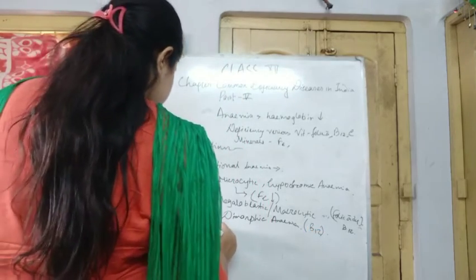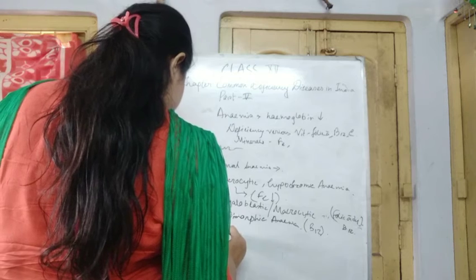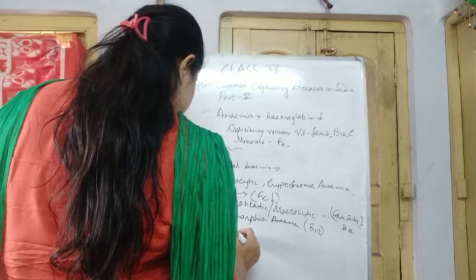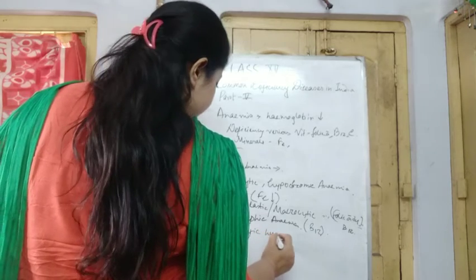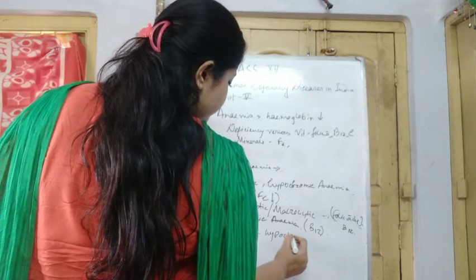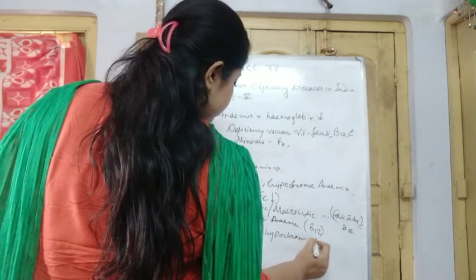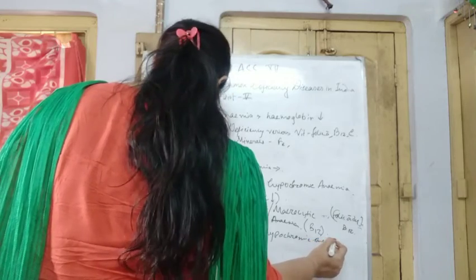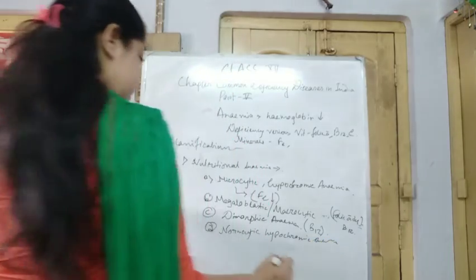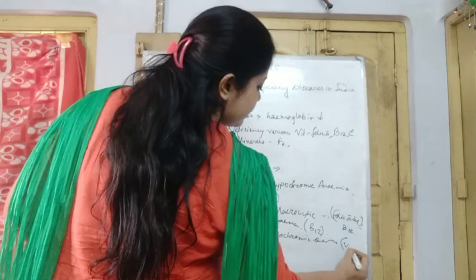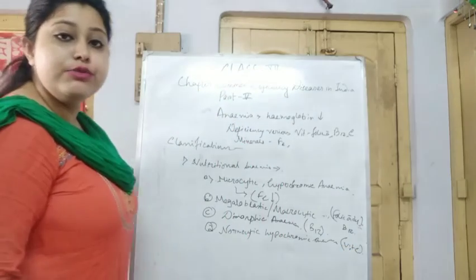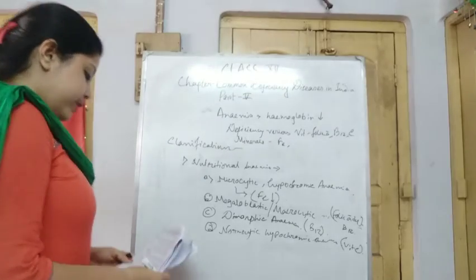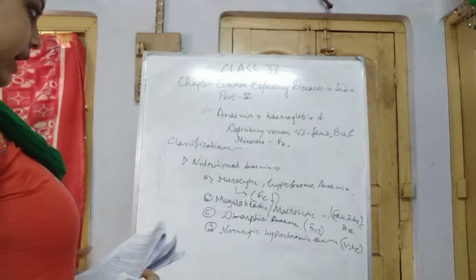Okay. The fourth can be normocytic hypochromic anemia. The reason is mainly vitamin C deficiency. Okay. So these are the nutritional anemias. Now we are coming to the hemolytic anemia.